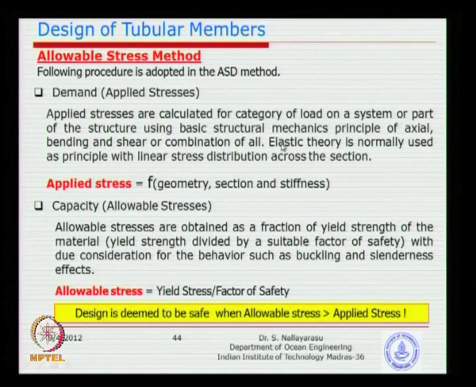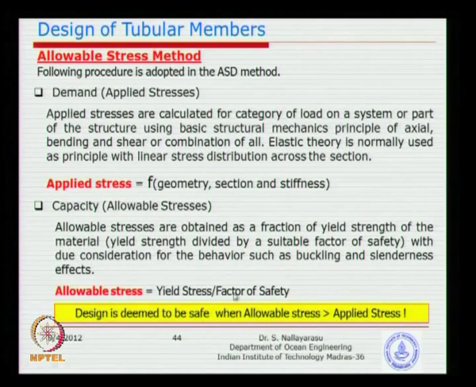I think most of you might have studied what elastic theory is: simple beam bending, axial loads, and non-linear stress distribution is not taken into account. Probably we try to limit all our stresses to less than linear or the yield limit. And the applied stress is a function of what we discussed for the last 3 days. One is geometry, the other one is the section property, and then the stiffness of the system, what material you are using.